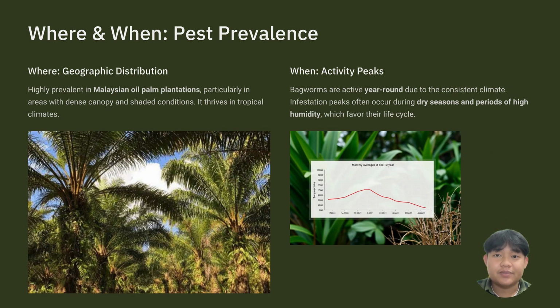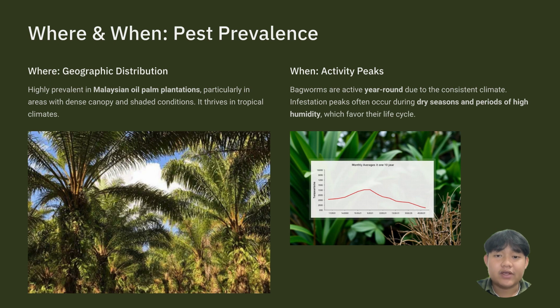Where is this pest commonly found? Bagworm infestations are widespread in oil palm plantations across Malaysia. They thrive in tropical climates, especially in areas with dense canopy coverage and poor airflow. These shaded and humid environments are ideal for their survival and reproduction.